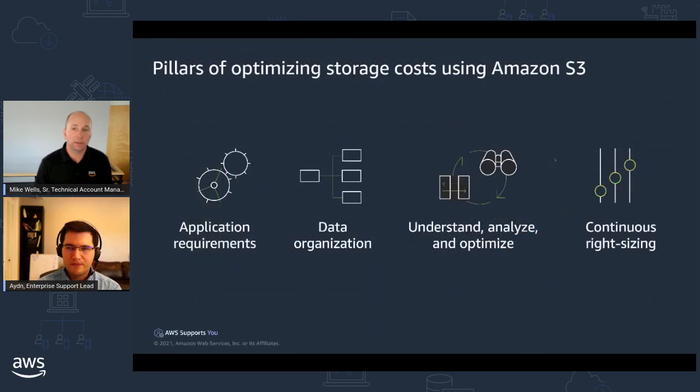Let's talk about some of the pillars of optimizing storage cost using Amazon S3. Yeah, Mike, totally. So when it comes to optimizing your costs on S3, we like to think of 4 pillars or steps, really. Today we'll focus primarily on the last 2: right sizing your storage, and monitoring, analyzing, and managing your storage. But just to cover the first 2 here and understand what we're talking about, the first pillar is really defining your application requirements.